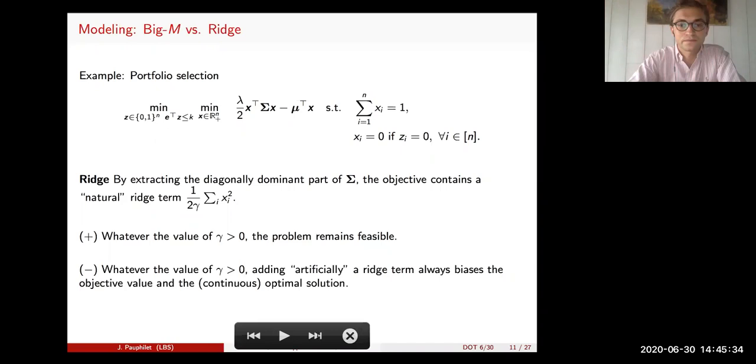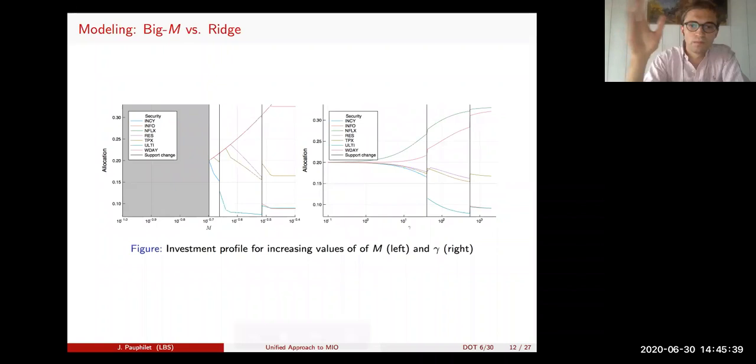So clearly, to emphasize, either big M or ridge impacts the problem in the same way. I'm displaying here the portfolio profile of your investment when you vary M and vary gamma. Big M is on the left and ridge is on the right of the screen. For big M, as I told you, if M is small enough, the problem is infeasible, and if M is high enough, the solution is constant. It doesn't change the optimal solution.